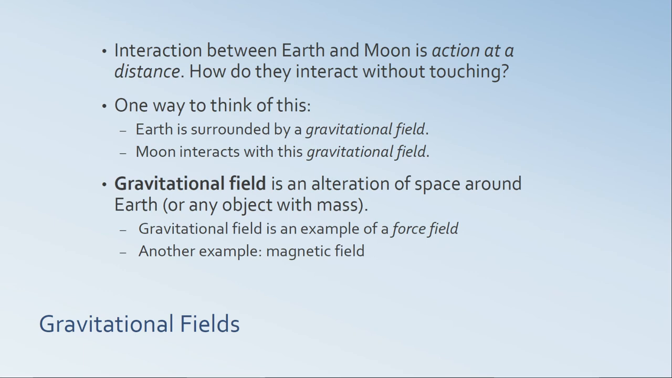And one way to think of it is this, that the earth is surrounded by what we call a gravitational field. The moon also has a gravitational field, and they're close enough that their gravitational fields interact. And a gravitational field is actually an alteration of space around the Earth or any other object that has mass. So it's a type of force field.